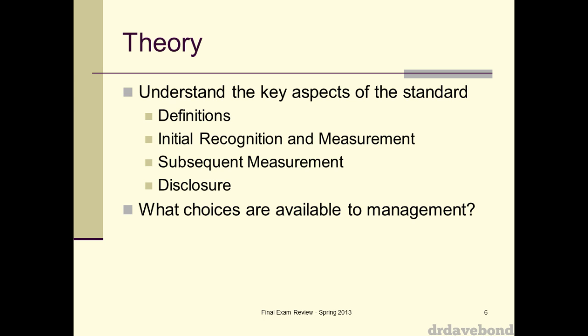So tying into what we saw in the previous slide, what choices are available to management? Why would they go down a particular path? And to be able to figure out what choices are available, you need to know what the key aspects of the standard are. So with leases, what are the differences between finance and operating leases, and how does this affect the numbers? And then linking to the incentives, why might management make those choices? So why would they potentially choose operating over financing, for example?